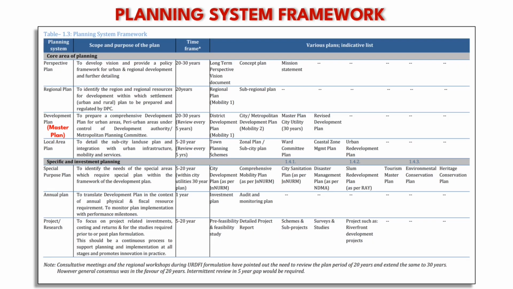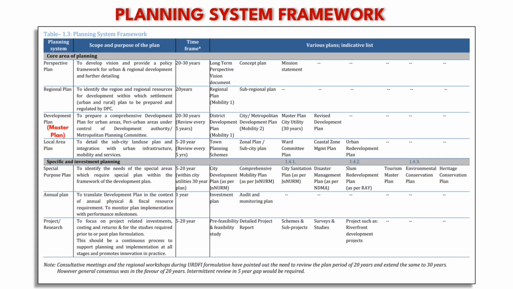Other than this core area planning, there are several specific and investment plannings, in which first is special purpose plan such as mobility plan or comprehensive mobility plan, also known as CMP. CMP's main purpose is to improve mobility within the city. Apart from this, city sanitation plan, disaster management plan, tourism master plan, environmental conservation plan, or heritage conservation plans are some examples of special purpose plans. They also have a time frame of 5 to 20 years.